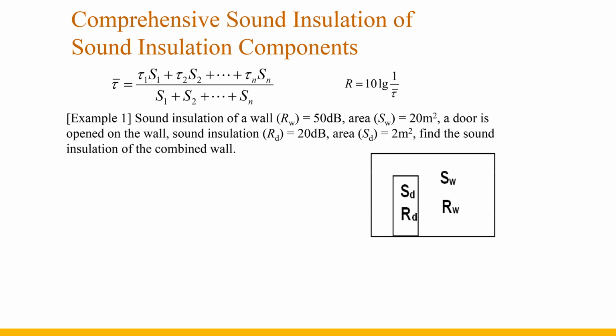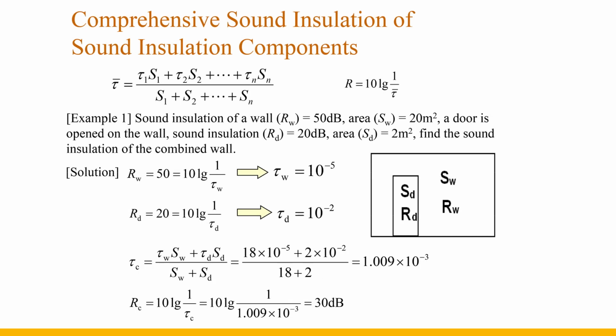It is known that the sound insulation of a wall is 50 decibels and the area is 20 square meters. There is a door on the wall. The sound insulation of the door is 20 decibels and the area is 2 square meters. Find the sound insulation of the combined wall.